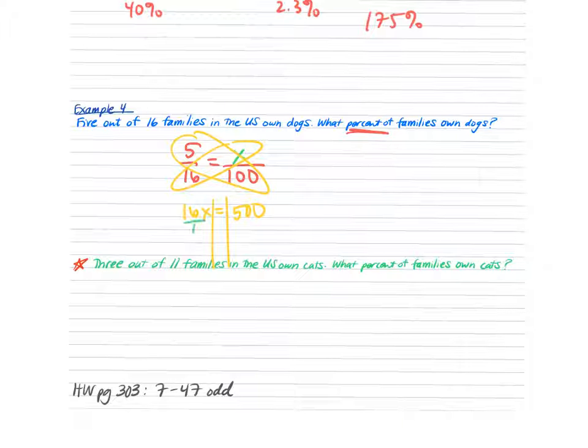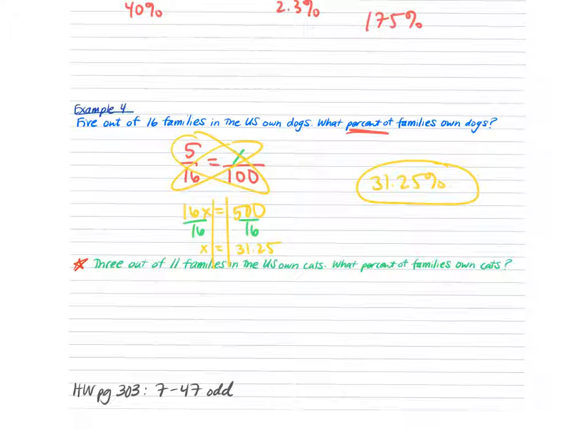We can divide both sides by 16, and we get 500 divided by 16 is 31.25. So 31.25% of families own dogs. All right, so see how that works? We're going to set up a proportion, because remember, a percent is a number that is compared to 100. So what divided by 100 equals 5 over 16? 31.25. So try that on the red star.